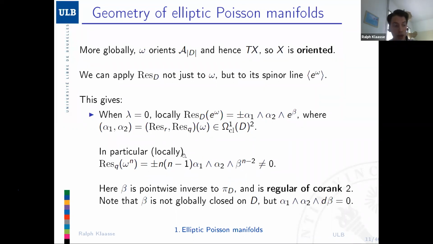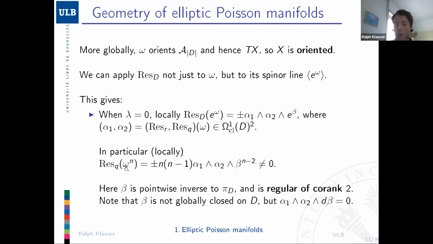I'm writing here some stuff. I need to make haste a little bit, so for some of these things, I'll just ask you to read as I'm saying things. If you apply the elliptic residue to the full e to the omega, you see that locally it can be expressed in this manner, where alpha 1 and alpha 2 are closed 1-forms, which you can also obtain via the residue maps applied to omega directly. Oh, there should be a theta here instead of a q.